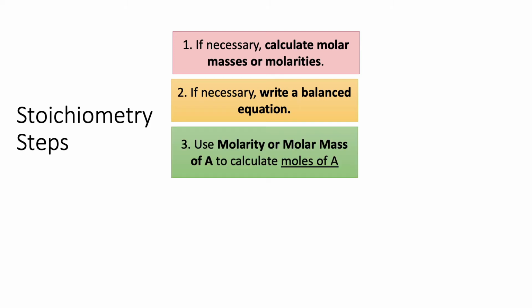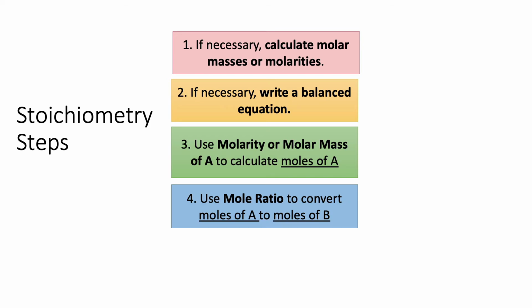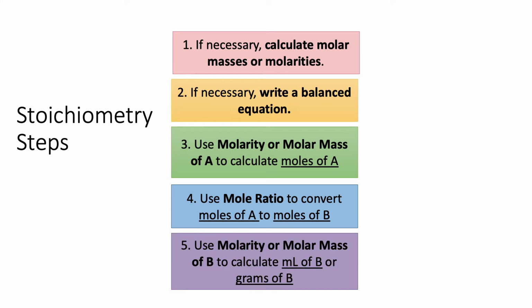Third, then you're going to take your molarity or molar mass of whatever thing it is that you have some sort of measurable quantity for in the problem. Calculate moles of that thing. Then you're going to use the mole ratio to convert to moles of what you want to know about. And then finally, you're going to use molarity or molar mass of the thing you want to know about to calculate mLs of that thing or grams of that thing.